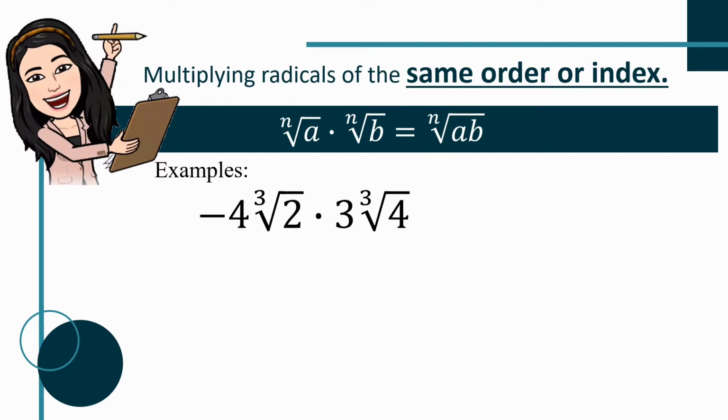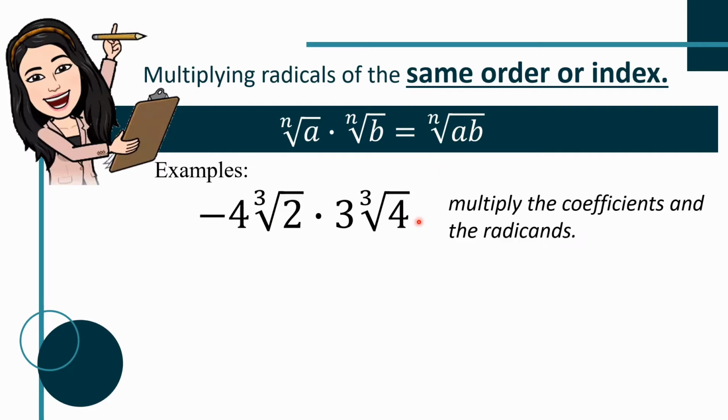For this given example, we have negative 4 cube root of 2 multiplied by 3 cube root of 4. So, tingnan natin kung dito ba siya papatak sa ating case number 1. Same order ba ang kanilang index? Yes po, pareho siyang cube root. So, therefore, we can apply this. Papaano? Again, multiply natin yung coefficients as well as the radicals. So, dito ang coefficient niya ay negative 4 times 3. Okay, i-multiply natin si negative 4 times 3.